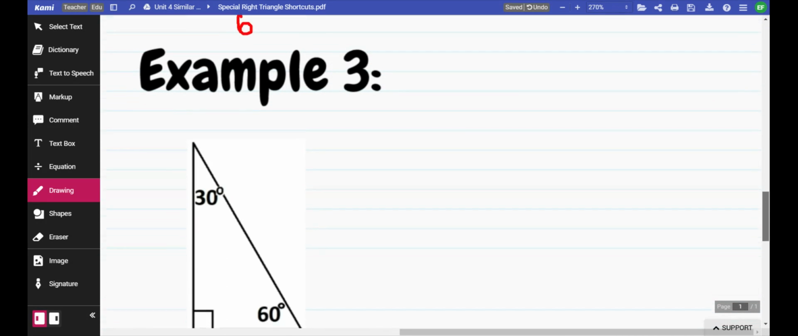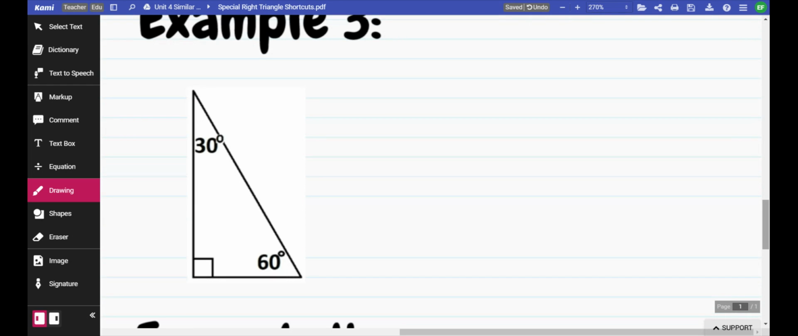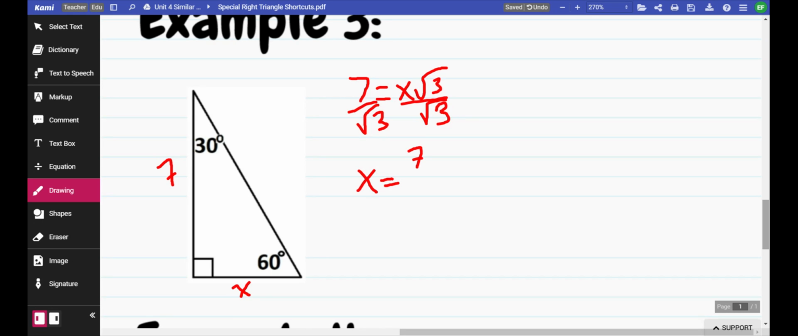Let's up the ante a little bit on the next one. Let's say that I give you the long leg at a length of 7. Now, the long leg is supposed to be whatever the short is times the square root of 3. So if 7 is supposed to be equal to the short leg times the square root of 3, in order to solve for the short leg, we would have to divide by the square root of 3. So our short leg actually has the length 7 over the square root of 3.